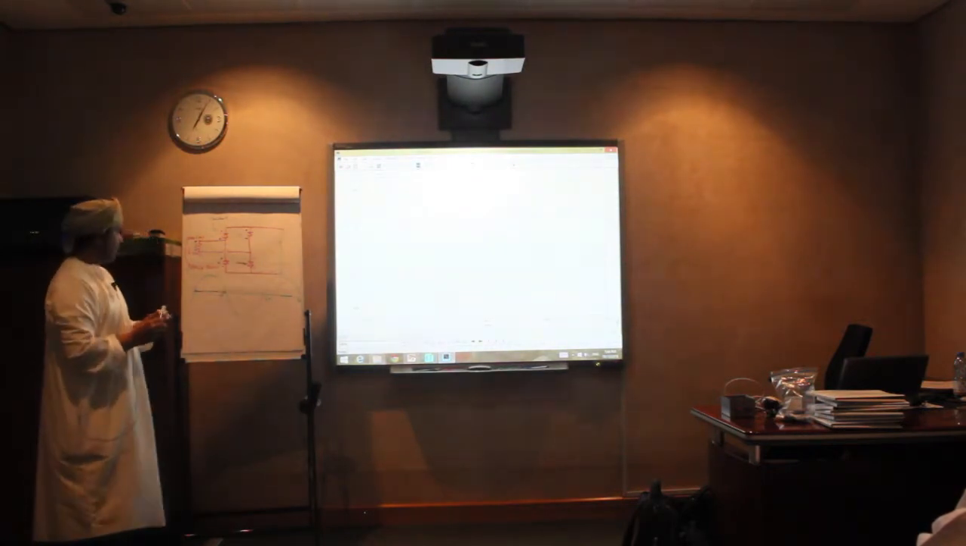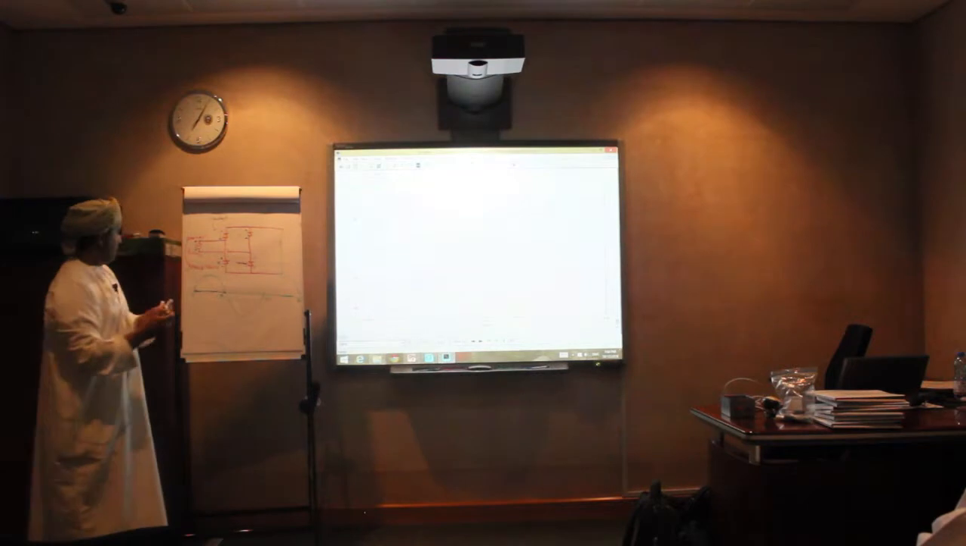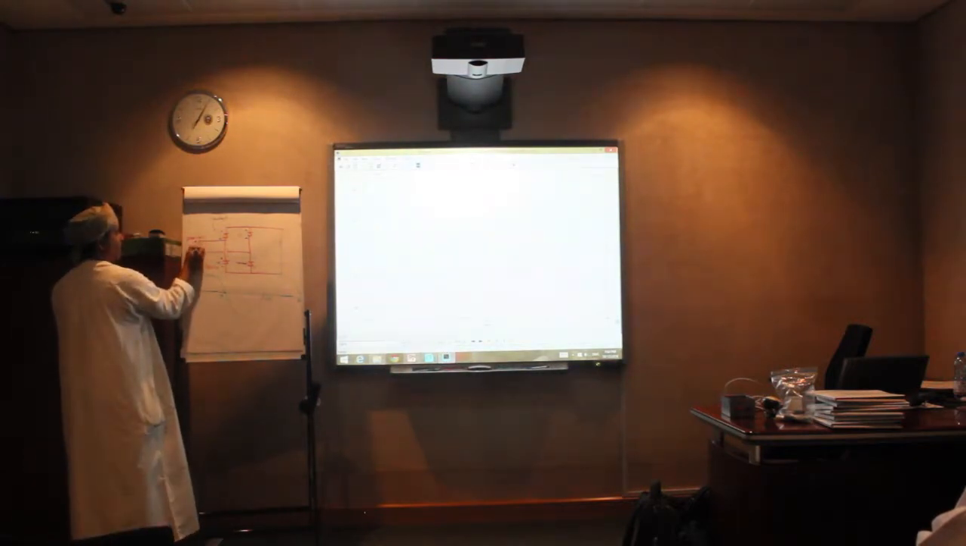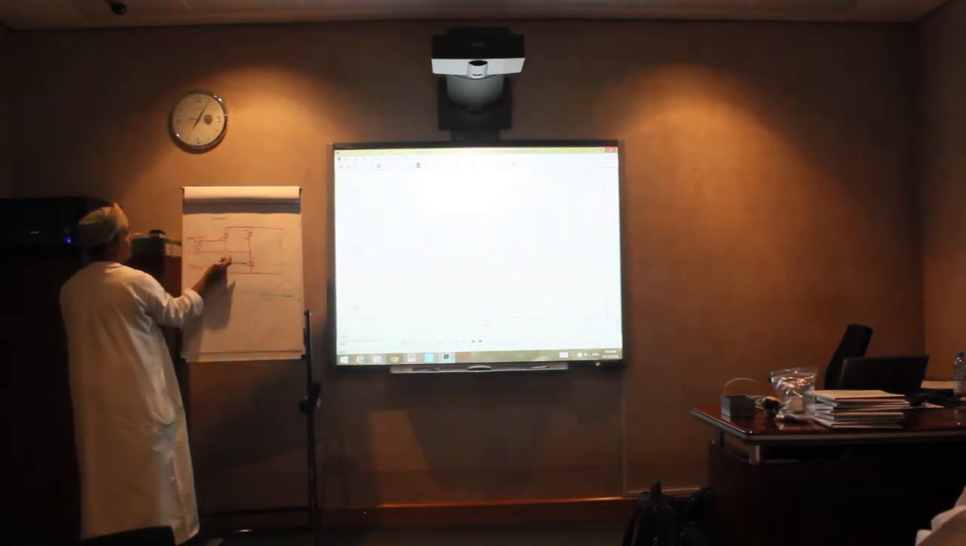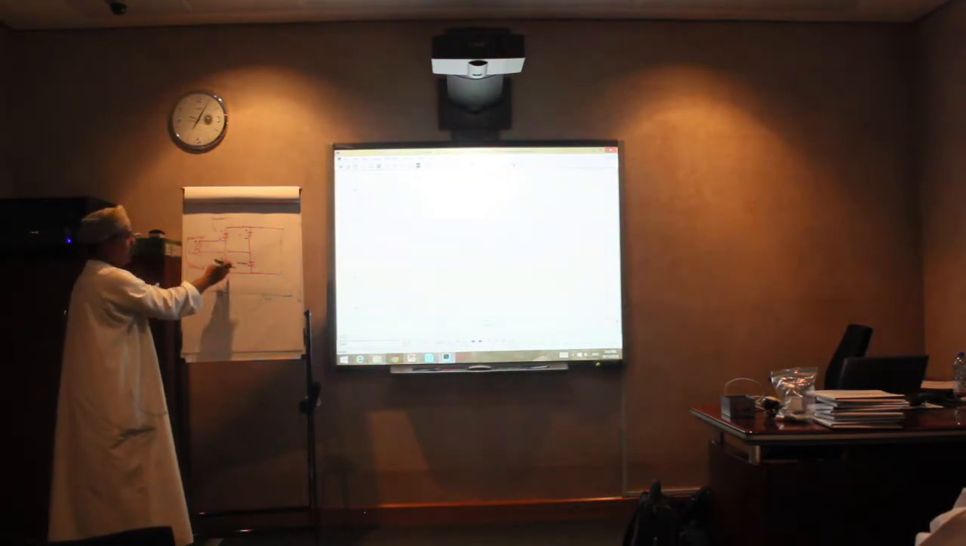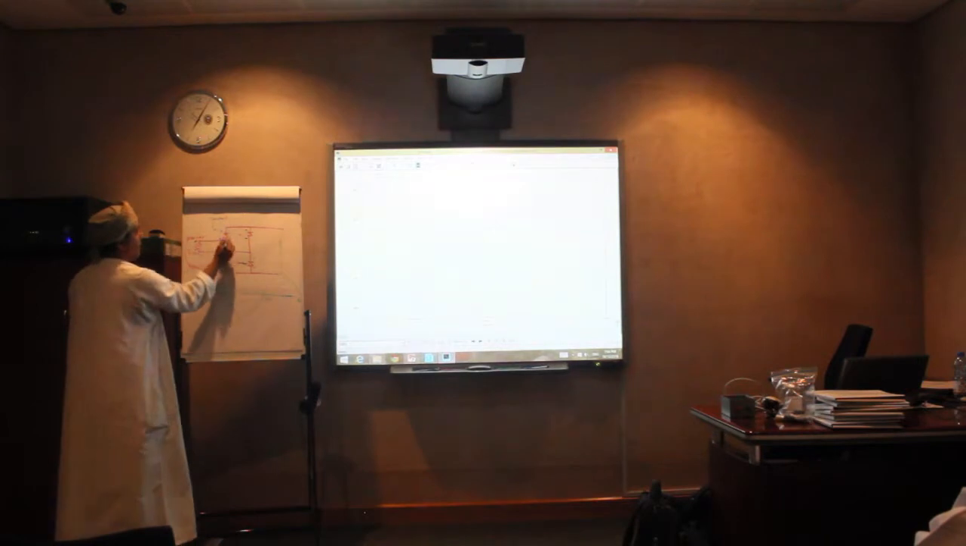So if I just trace my current now, I can see that this is the negative and the positive. So I will go through the current. This one will conduct, right? So the current will go through this one, but it will not go to this side because the current cannot go to the reverse side like this. Okay? So the current will go through this one.